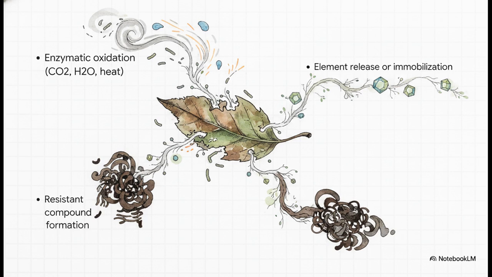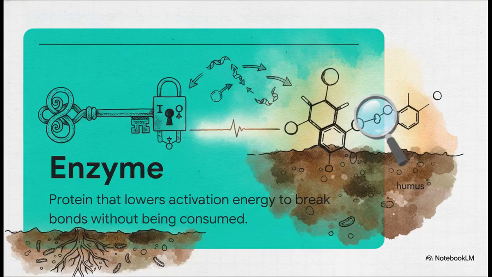Second, essential elements like nitrogen, phosphorus, and sulfur are either released or immobilized. And third, highly resistant compounds are formed, and this happens either by modifying the original plant tissues or through microbial synthesis. Now, you might be wondering, how does all this happen? It's all about enzymes. Since they're the engine of this entire process, let's define them.